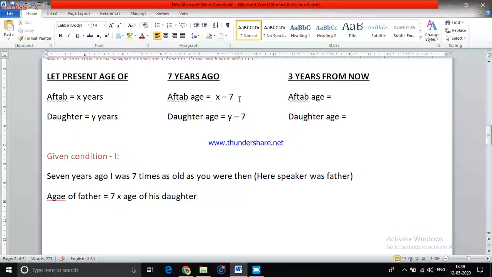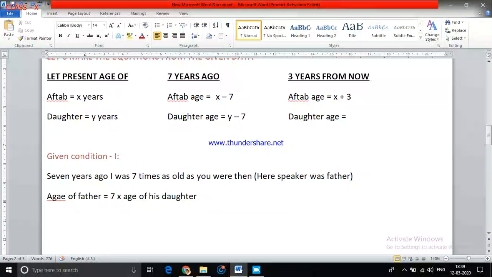No. 3 years from now means from the present age, after 3 years, what will be their ages? So what is the present age? Not x minus 7. The present age is x years. Okay. So if x years is the present age, what will be the age after 3 years? 3 more years will be added. So can I say that will be x plus 3?